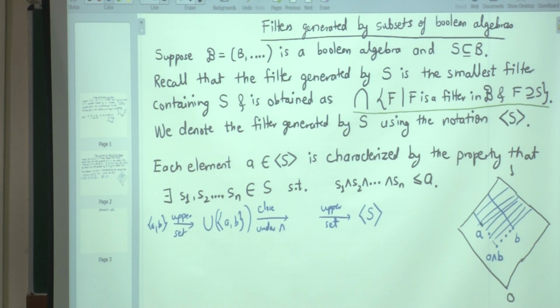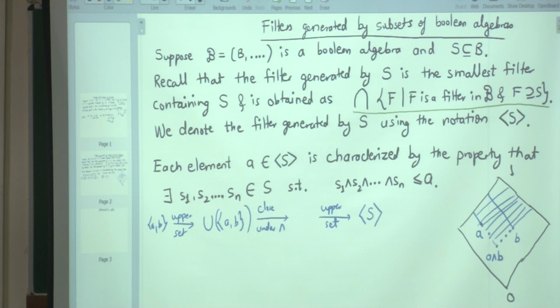Right? So by the property, there exist finitely many elements S1, S2, ..., Sn in S whose meet lies below A. So this is our filter generated by a subset. So when can you generate 0? Tell me in particular, when can you generate 0?